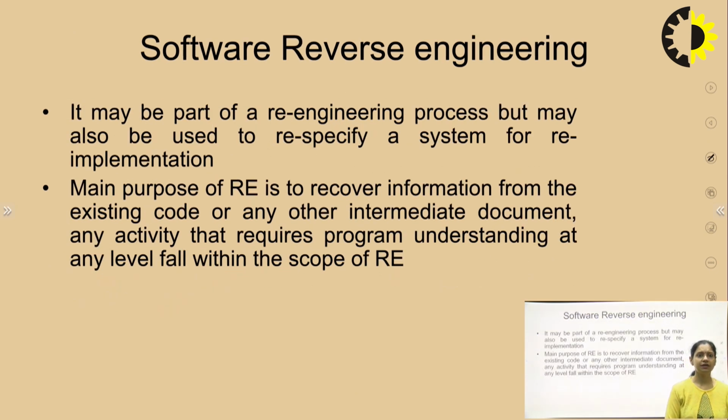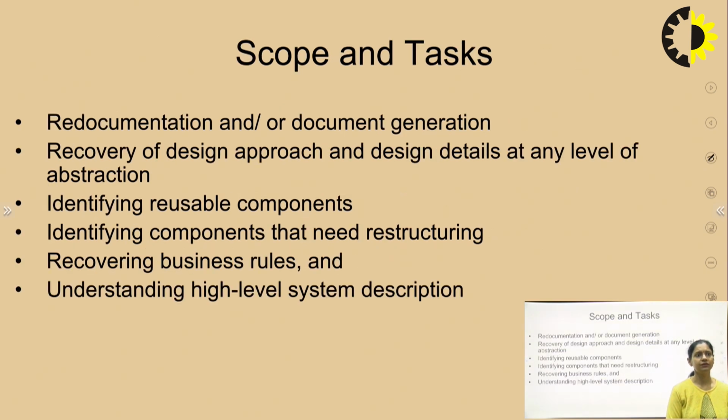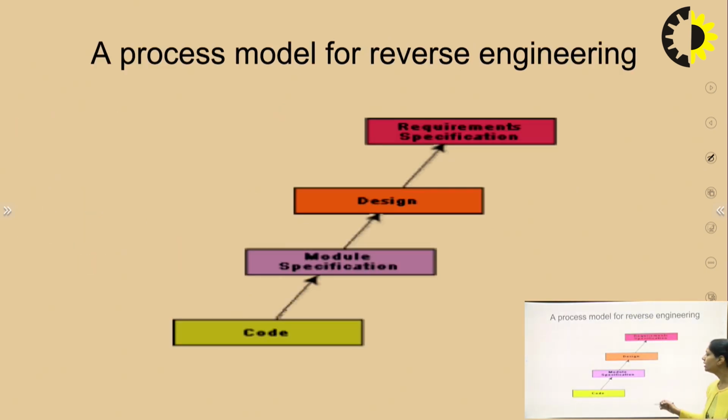Now, if we look at the figure over here, we have the code of the software. We try to identify the different modules that are available. Once the modules are identified, we move into the design phase, and then into the requirement phase. When the software is being developed, it moves from the first phase to the last phase. But in reverse engineering, because we already have the code of the system, we move in the opposite direction, from the last phase to the first.